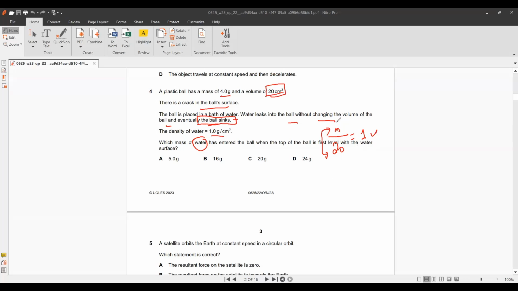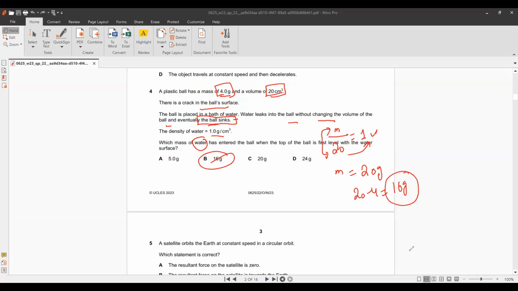Now we know that when we multiply it with this one, we get a mass of 20 grams. What is the mass of the ball already? 4 grams. We subtract it from this and we get 16 grams of water that has entered the ball, which will sink the ball into the water.